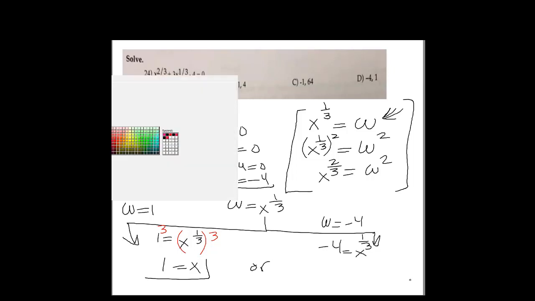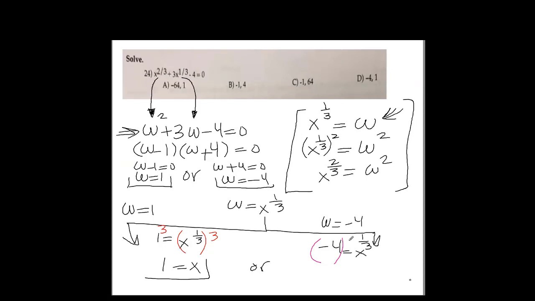Or we do the same thing here. We go ahead and raise both sides of the equation to the power of 3. And then you would get x on the right-hand side is equal to -4 to the power of 3, right? So it's like you're multiplying -4 by itself 3 times, 4 times 4 times 4. That gives you -64. So that's my next solution. So looks like -64 and 1, which is A, is the correct answer here.